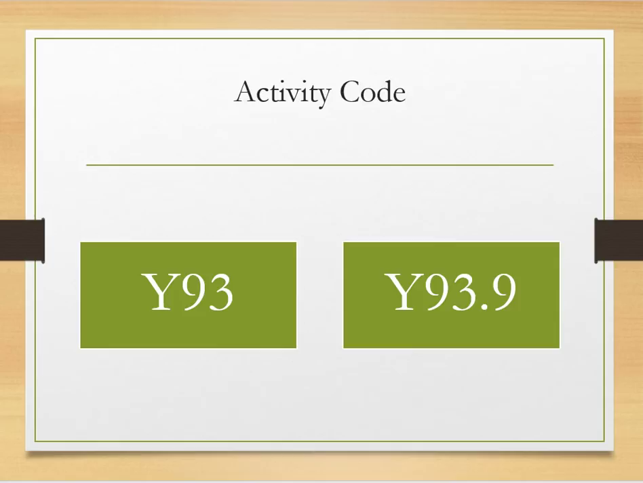Also, there is a code Y93.9, unspecified activity. You don't use this code if the activity is not stated. So you don't just habitually put this code on. The activity has to be stated. Also, a code from category Y93 is appropriate for use with external cause and intent codes if identifying the activity provides additional information about the event.